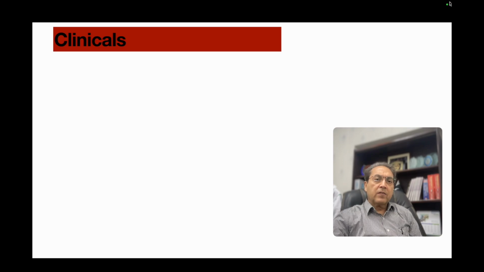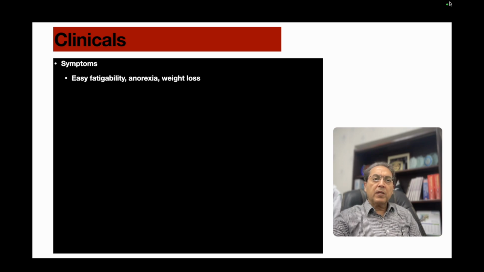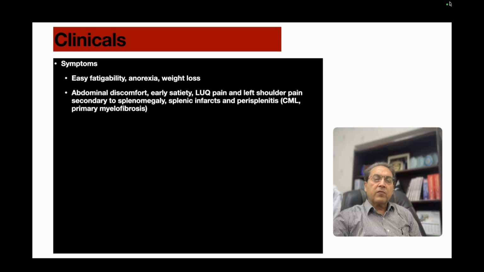Now, what are the clinical features of these? The symptoms may be easy fatigability, anorexia, and weight loss. There may be abdominal discomfort, early satiety, left upper quadrant pain. There may be left shoulder pain. This may be secondary to splenomegaly. There may be splenic infarcts, or there may be perisplenitis, which causes pain. Most of this is seen in CML and primary myelofibrosis.